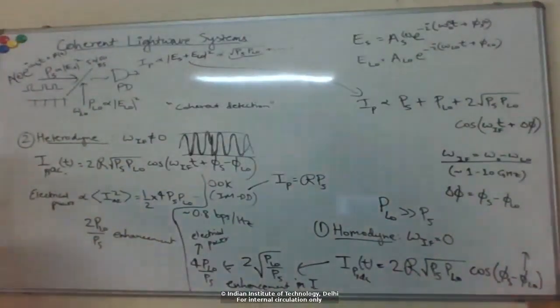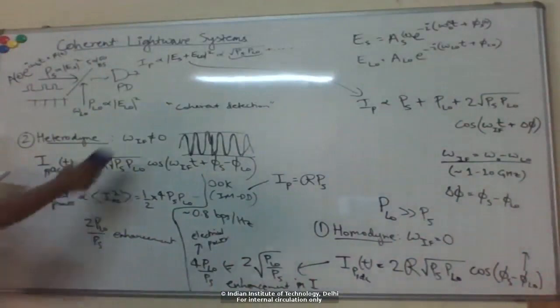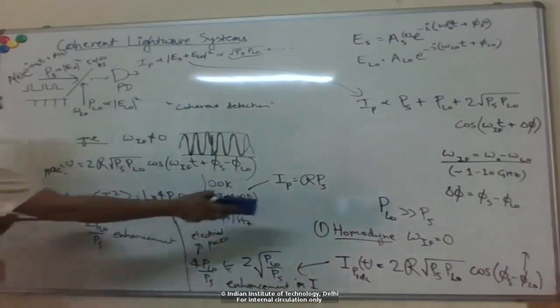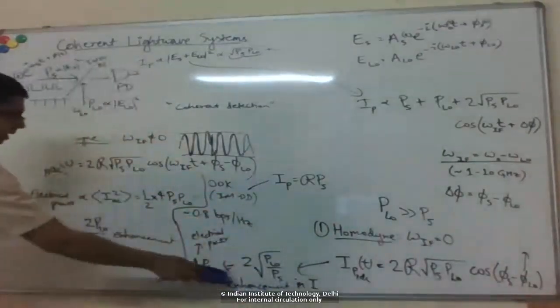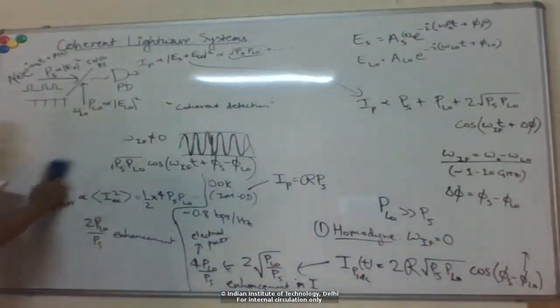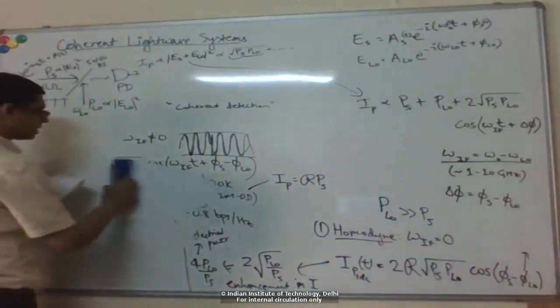Okay. So now let's see how we can get... So of course we've already seen here that we get an enhancement in the photocurrent, right? So how does that translate to the enhancement in the SNR?